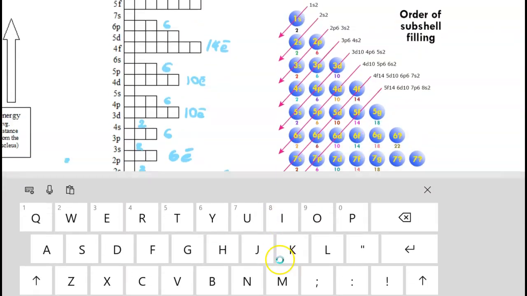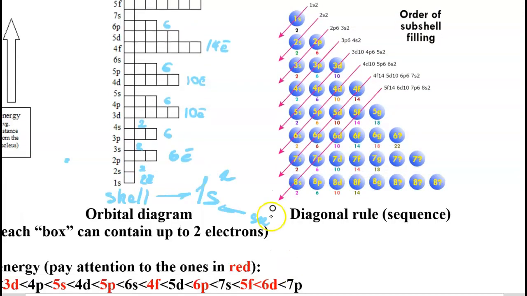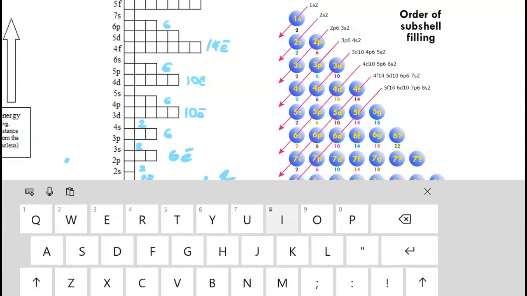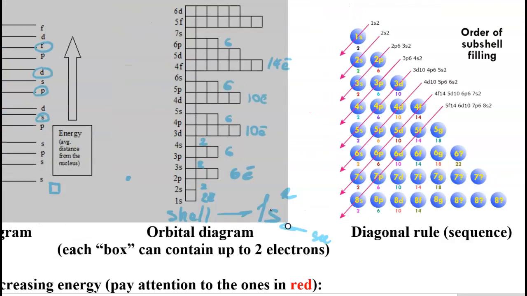Subshell. And 2 is the amount of electrons. How many electrons on this exact orbital? Okay, so 1s, maximum 2 electrons on it.